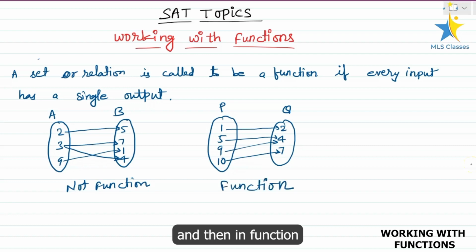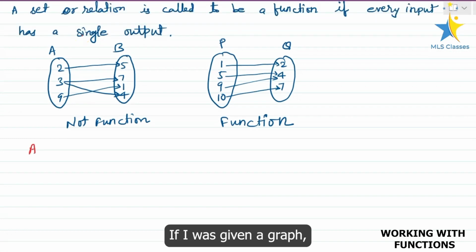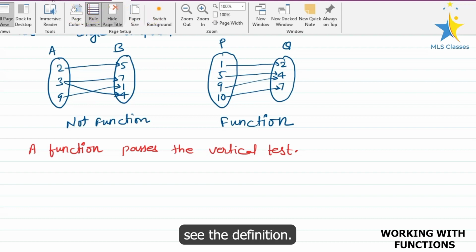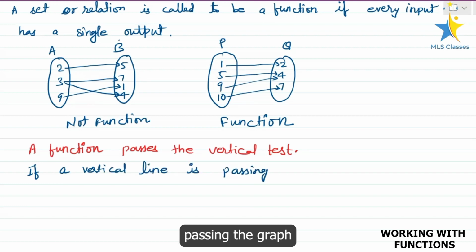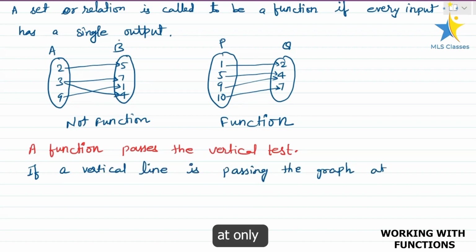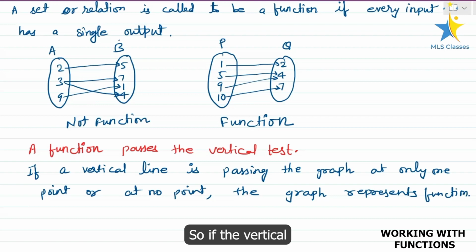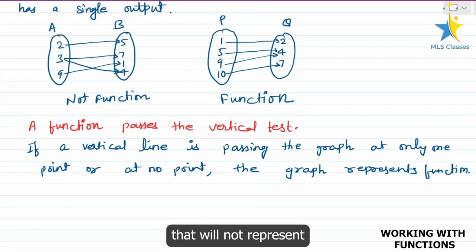Then in functions we have to do the vertical line test. If a graph is given, then what do we do? A function passes the vertical line test. So what is the vertical line test? First we will see the definition. If a vertical line passes through the graph at only one point or at no point, then the graph represents a function. If the vertical line intersects a graph more than once, that means it does not represent a function.